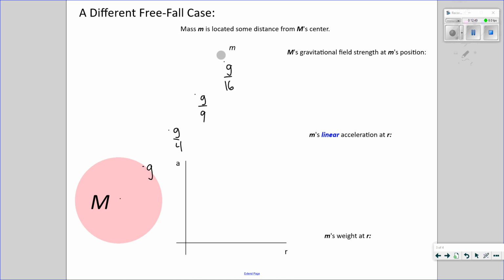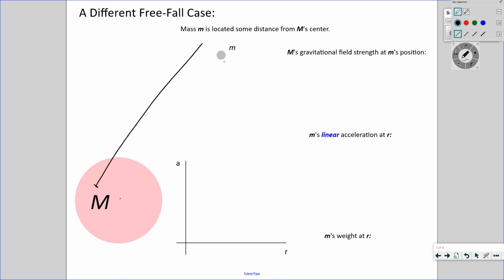All right, so if we want to say that these objects are located a distance r apart, and again, that is a center-to-center distance, big M's gravitational field at M's position, well, remember, here's an expression for gravitational field. The field made by M is G times M's mass divided by the distance from M center to our point of interest. And that point of interest happens to be where little m is located.